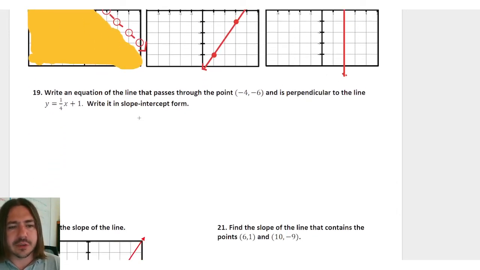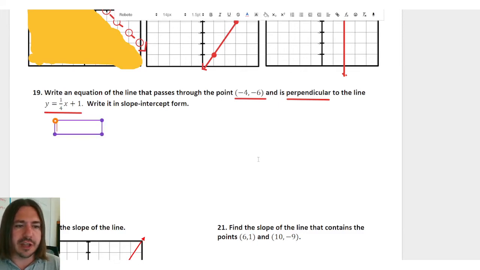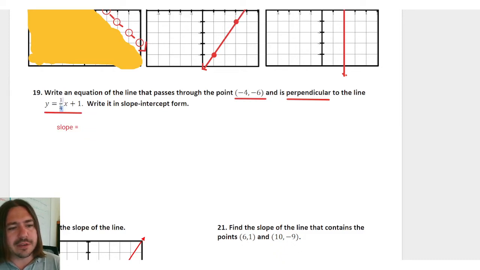For number 19, it says write an equation of the line that passes through this point. So right away, I know I'm going to have to start with point-slope form. Okay, so this point and is perpendicular to this equation. So if it's perpendicular, that means that the slope is going to be the opposite reciprocal of the other line. So the slope in this case is going to be the opposite reciprocal of 1/4. And so that would be negative, the opposite, and the reciprocal would be 4/1, so the slope is -4.